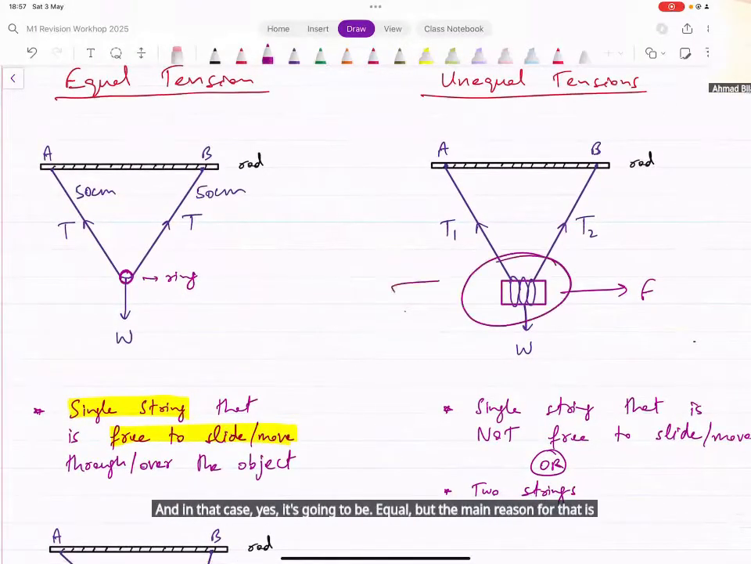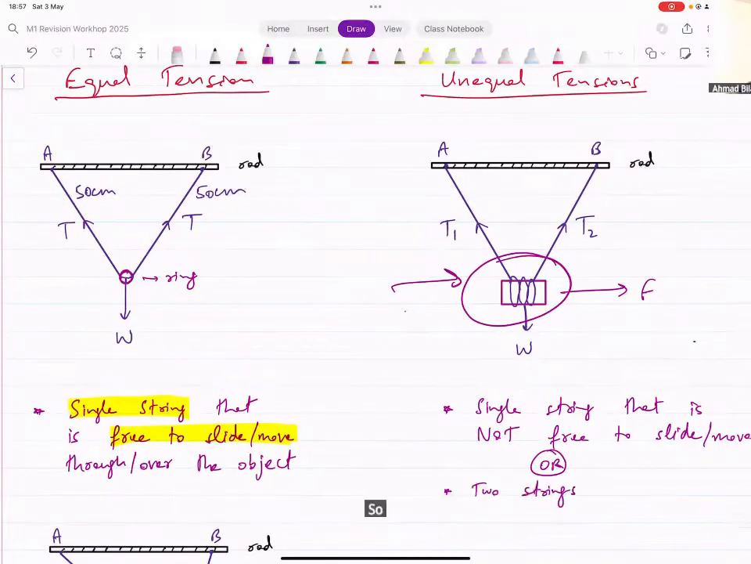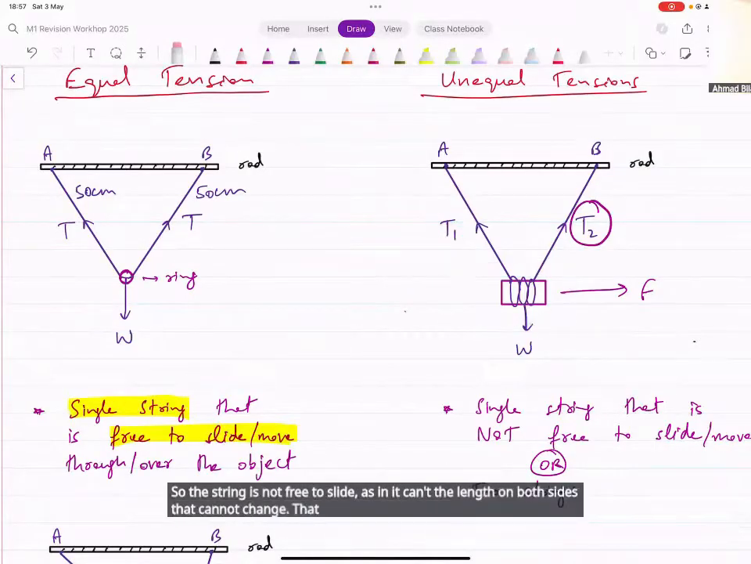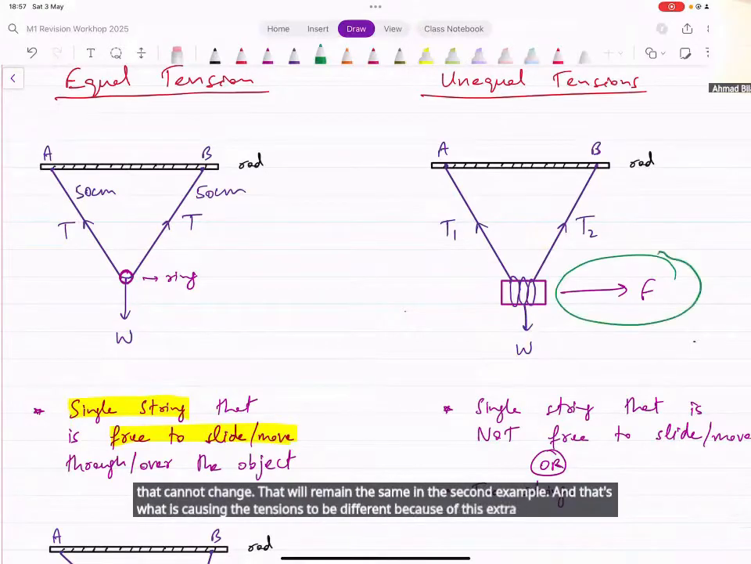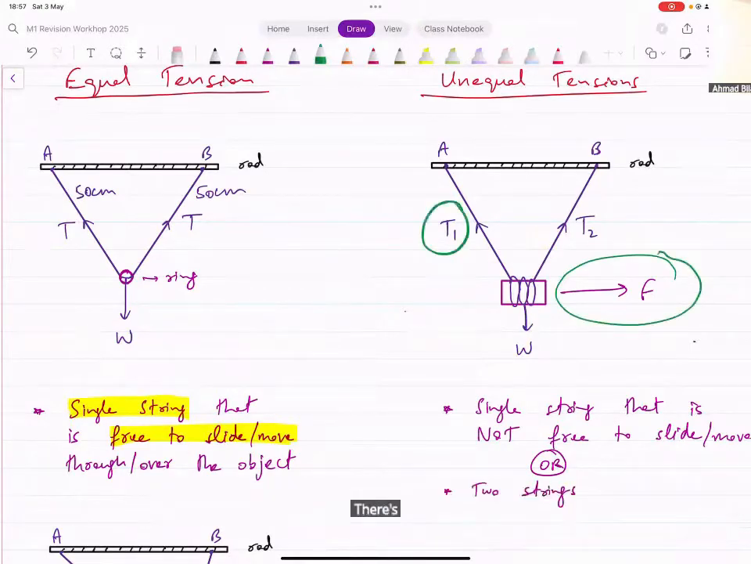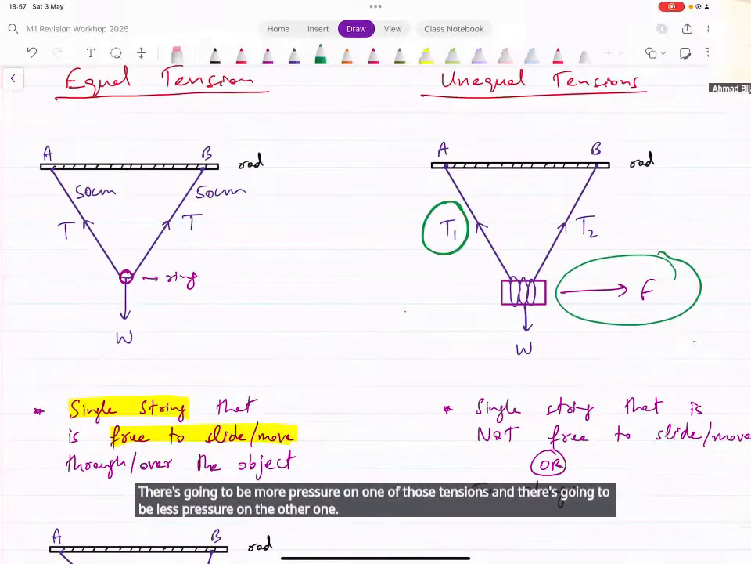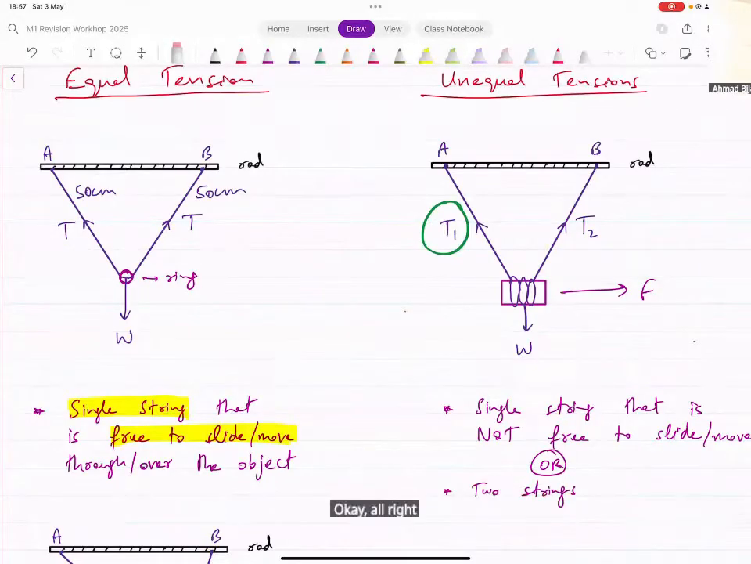in the second case, there's a knot. So the string is not free to slide, as in the length on both sides cannot change. That will remain the same in the second example. And that's what is causing the tensions to be different. Because of this extra force that might act, there's going to be more pressure on one of those tensions and less pressure on the other one. Okay, all right, let's move on.